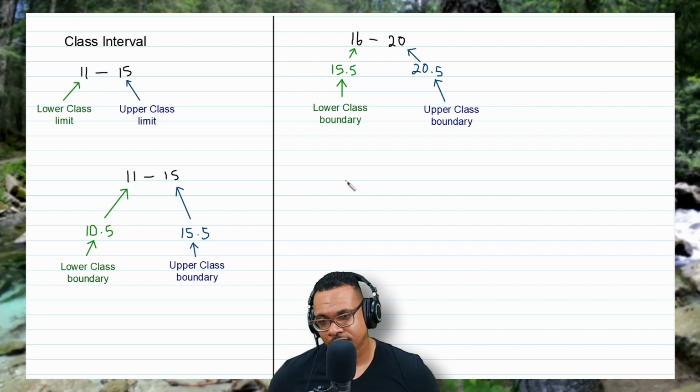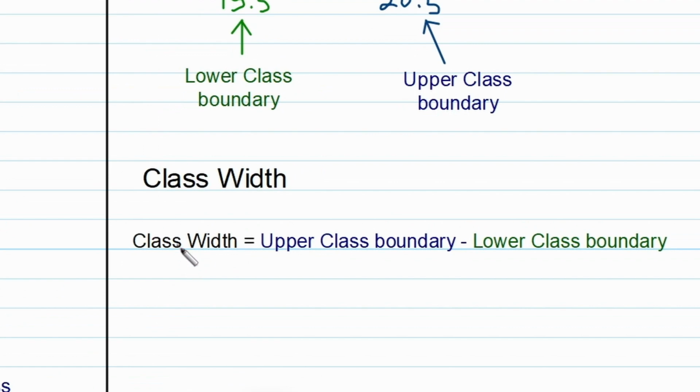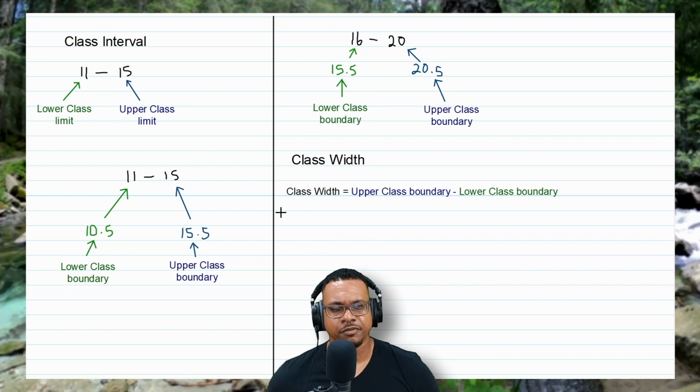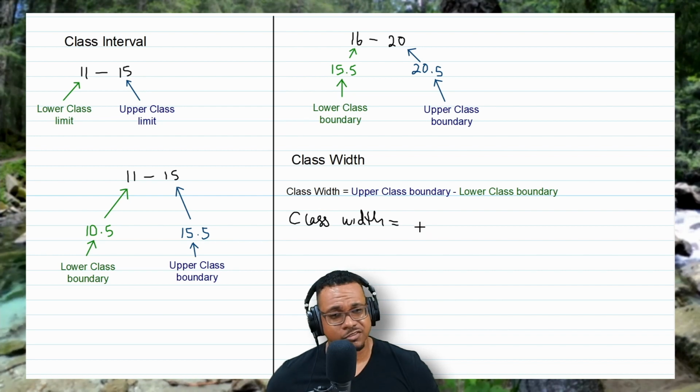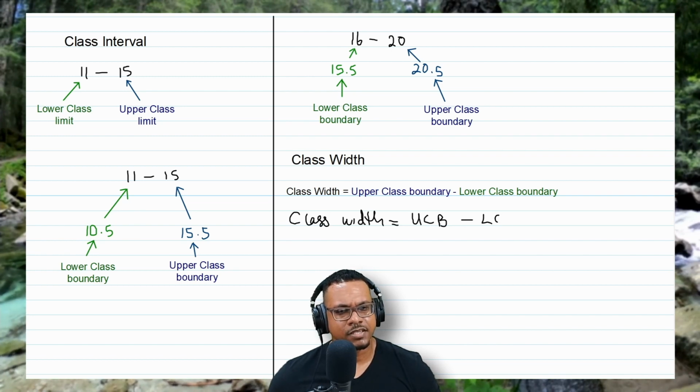Now, when talking about class intervals, another point of interest is the class width. Now, the class width is equal to the upper class boundary take away the lower class boundary. Now, you cannot use the upper class limit take away the lower class limit. It must be the boundaries. All right, so we have class width is equal to the upper class boundary take away the lower class boundary. Now, we can use some abbreviations. So I have class width is equal to, and instead of writing out the whole word upper class boundary, you could just say UCB. So that'll be upper class boundary. Take away LCB, and this will be lower class boundary.